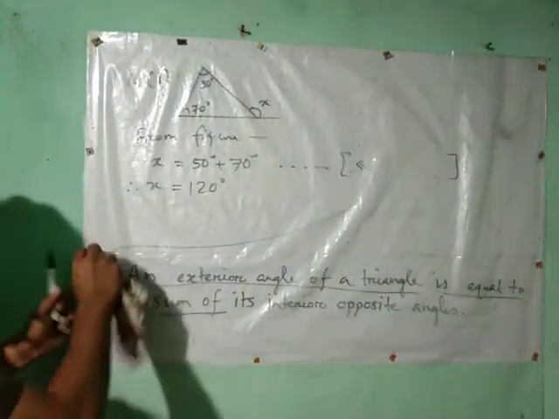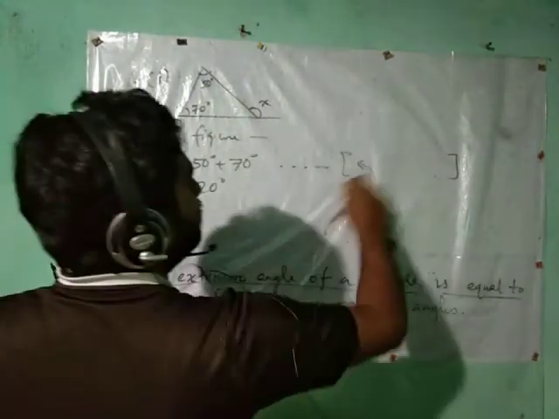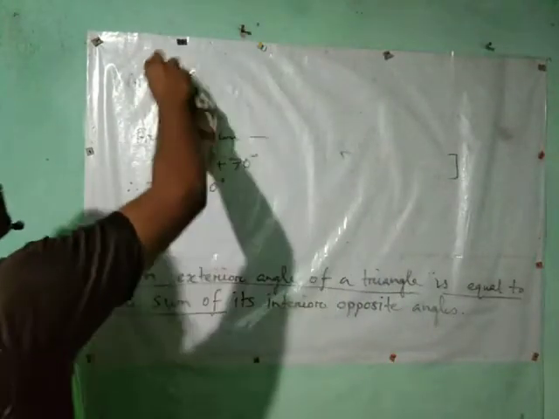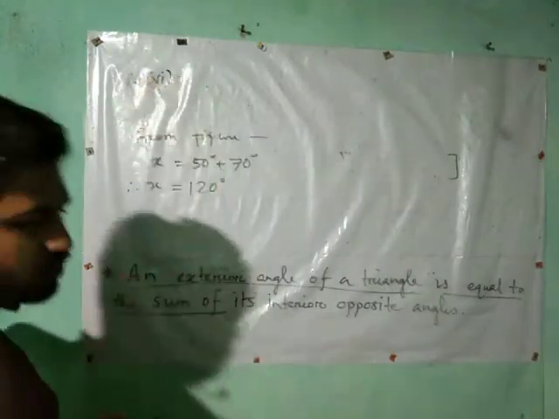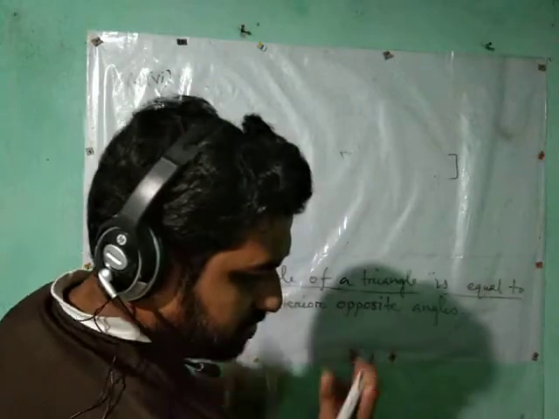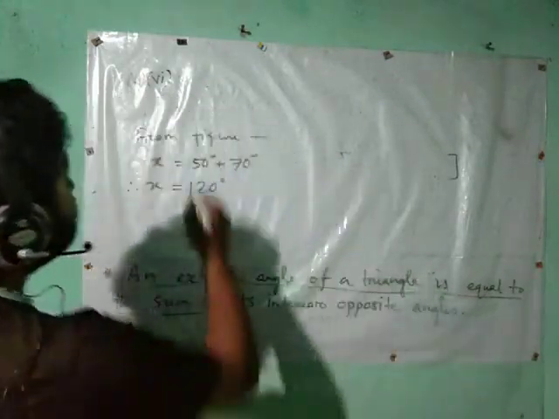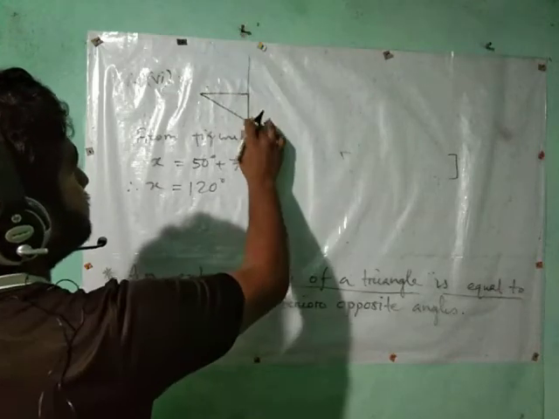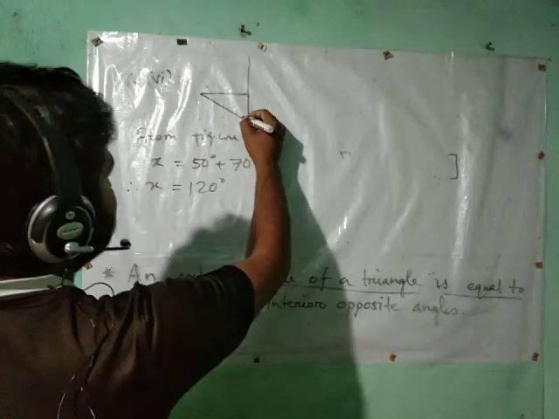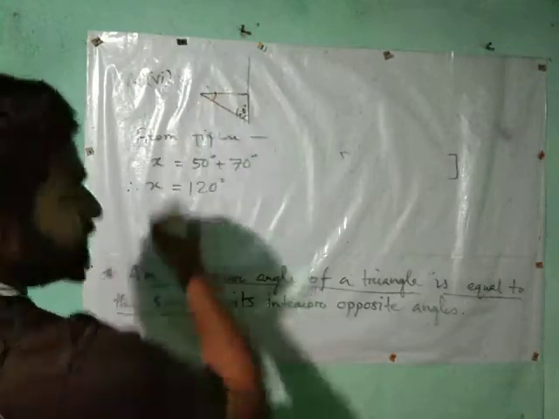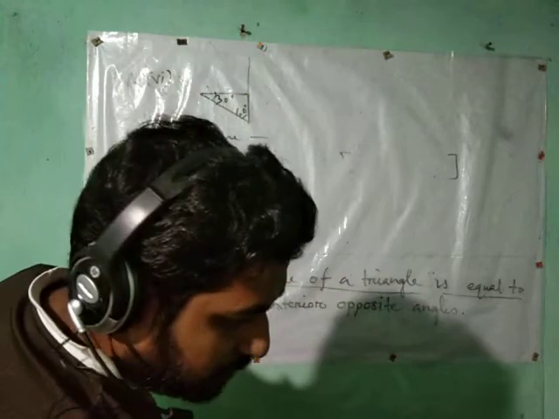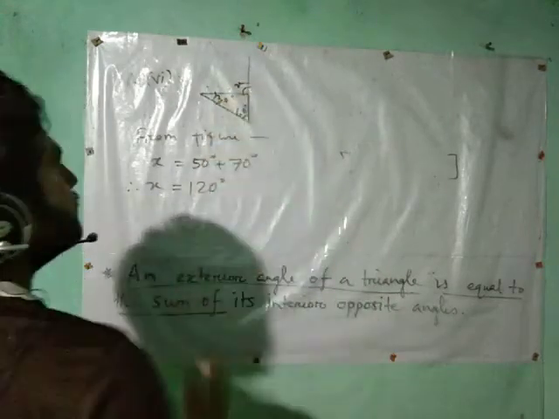Now let me remove this and let us do one more question. Suppose 6.1, question number 6. It looks somehow dangerous, right? So it was something like this. This angle is 60 degree and this angle is 30 degree, and this was x. Then how will you find it?